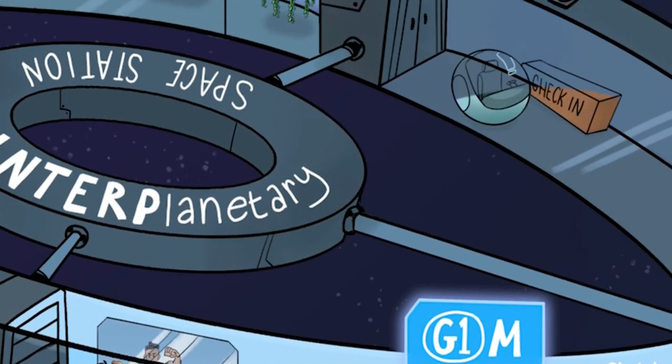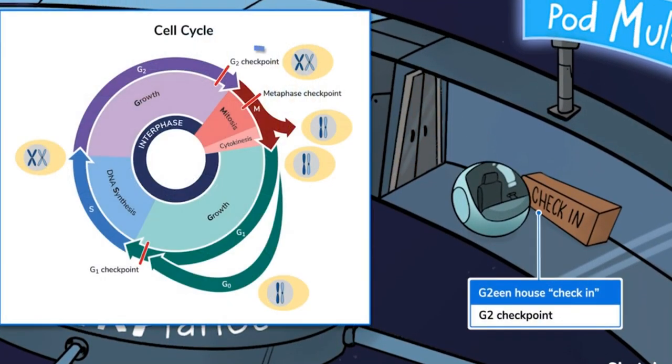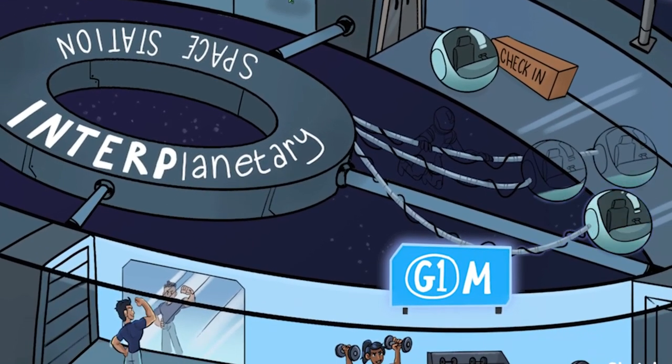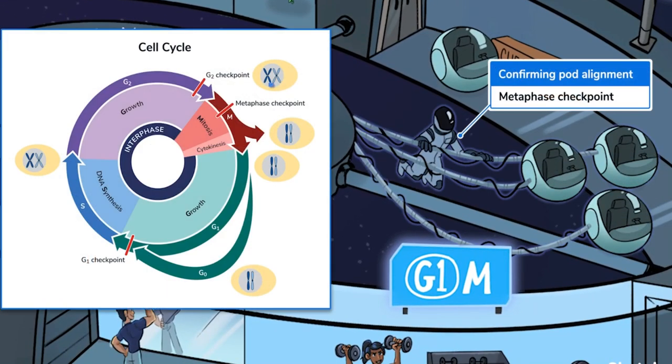The G2 checkpoint comes at the end of G2. It makes sure the cell has grown sufficiently and replicated all the organelles to support two daughter cells in preparation for mitosis. Last but certainly not least is the metaphase checkpoint, also called the spindle checkpoint. This occurs at the end of metaphase. It makes sure that each chromosome is properly attached to the spindle and lined up at the metaphase plate. Yep, these space pods look ready to go.